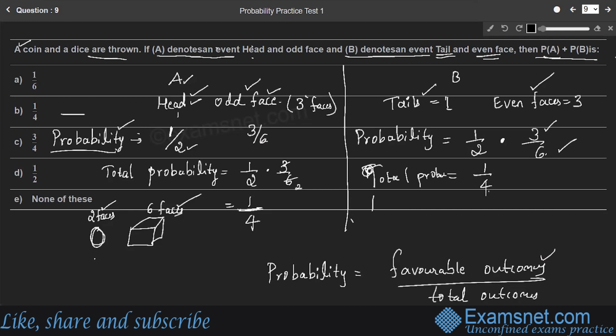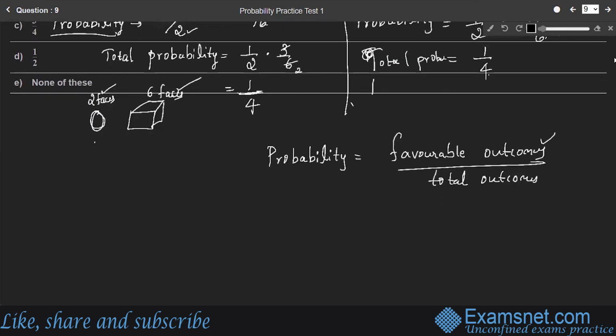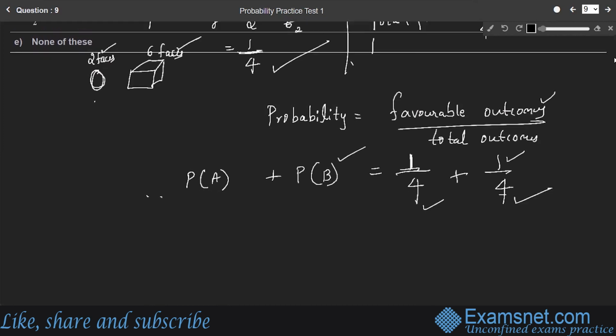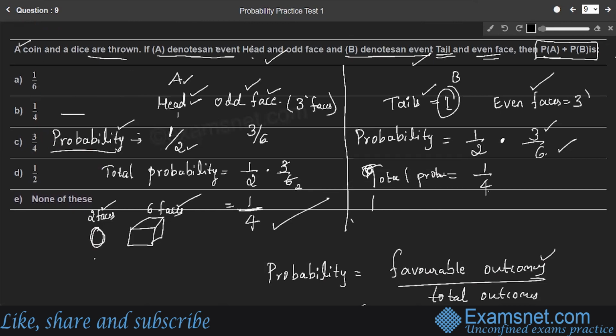Right? So come back to the question. Here we need to find the probability of case A plus the probability of case B. Therefore, probability of A plus probability of B is equal to... So in case A, the probability is 1 by 4. Out of 4, there is only one chance of getting a head and an odd face. Plus 1 by 4 is the probability of case B. That means out of 4, there is only one chance of getting a tail and an even face, right?